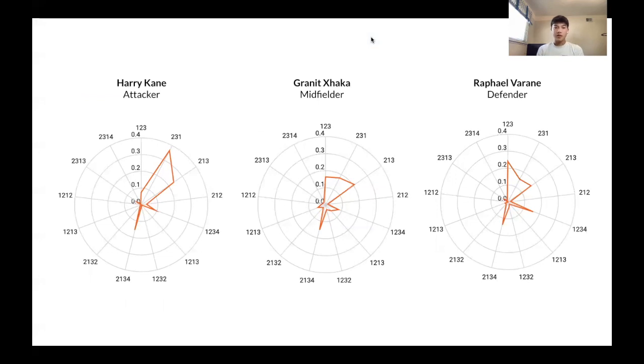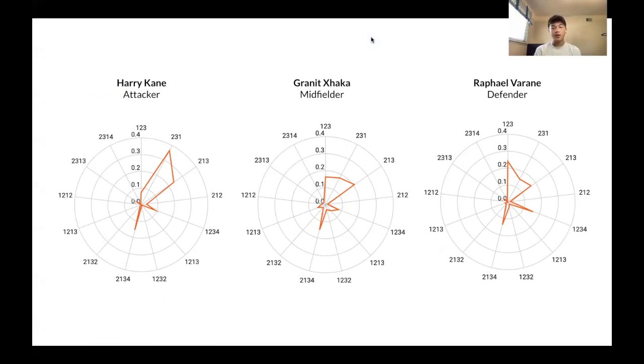Here we can see some examples of the flow motifs distribution in radar charts for 3 different types of players. We have Harry Kane, who's an attacker, and we can see that his most prevalent flow motif is 2-3-1, 1 being himself. This makes sense as he's an attacker. He's usually at the end of passing patterns, and in this 2-3-1, the 1 is at the end.